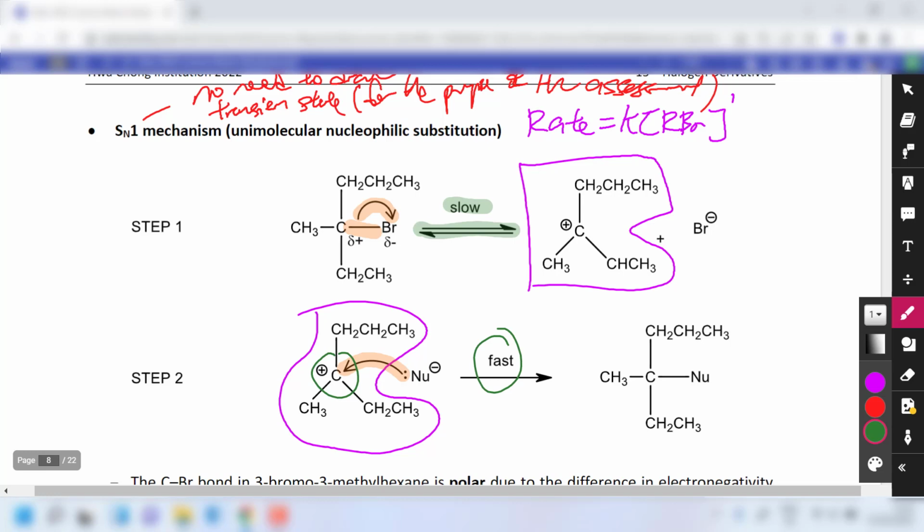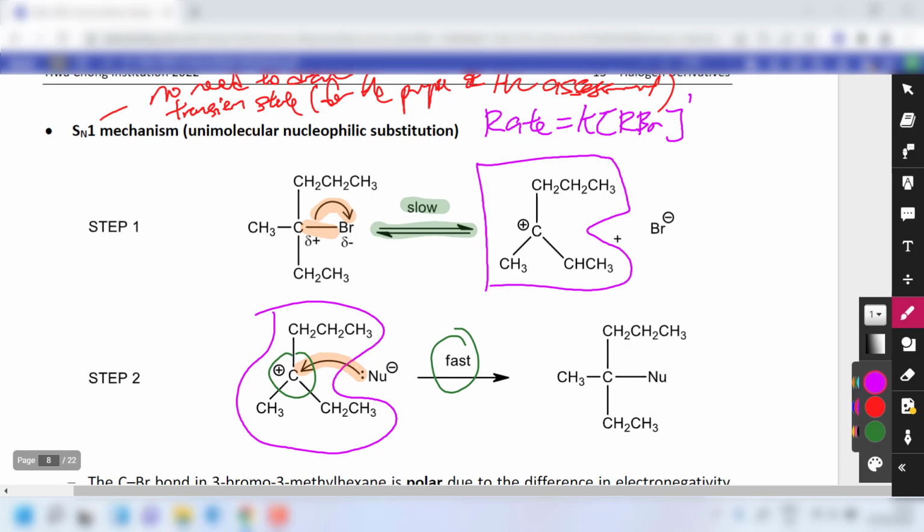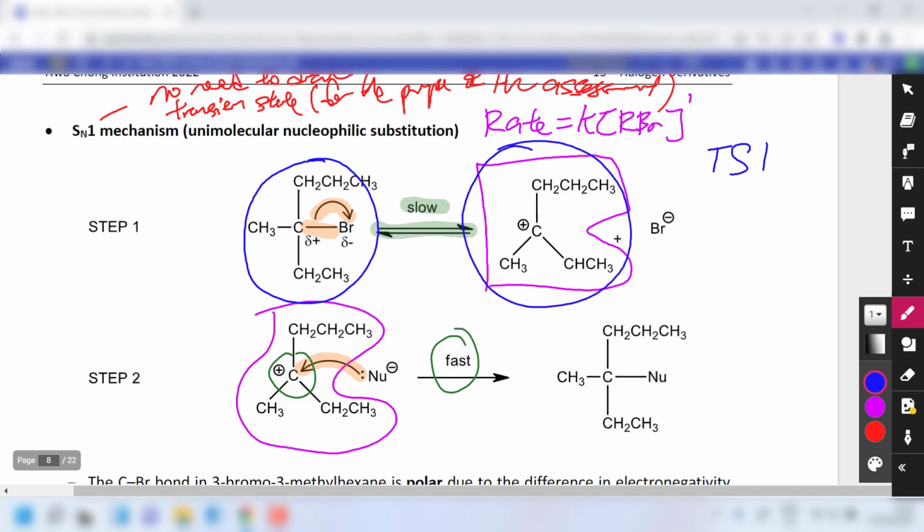Okay, so that also means that if I were to ask you to draw the transition state out, it's probably not going to be too difficult. So I will just call this TS1. TS1 means the transition state between the starting material and the carbocationic intermediate. If I'm going to ask you to draw it out, you can easily tell me that everything else stays the same: CH2, CH2, CH3, and then CH2, CH3. So this is partial bond breaking between C and Br.